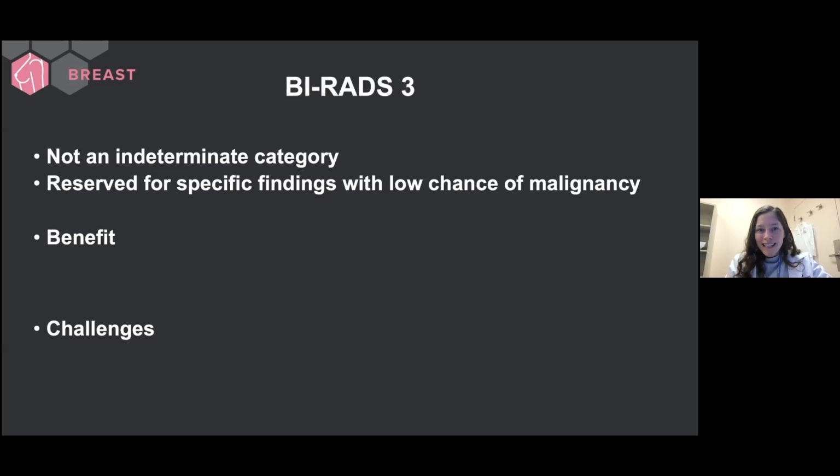I want to stress that BI-RADS 3 is not just an intermediate category that we should use when we're unsure what to do. I think this is tempting when we're seeing a patient and it's maybe a confusing case and we think, well, let's just give it a BI-RADS 3 because we're not sure. And that's not how we should be using BI-RADS 3. BI-RADS 3 should really be reserved for specific findings that we know with evidence-based data have a low chance of malignancy. And we're going to go over these today to help show what those findings are and go over some of the data that supports the use of BI-RADS 3 for these cases.